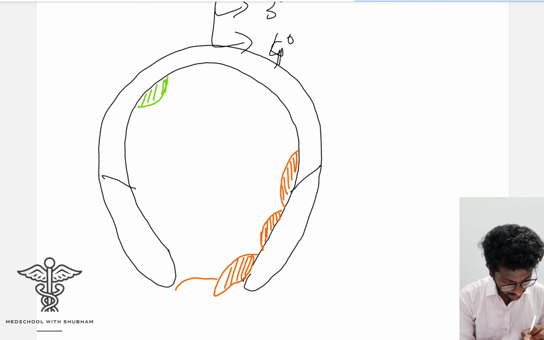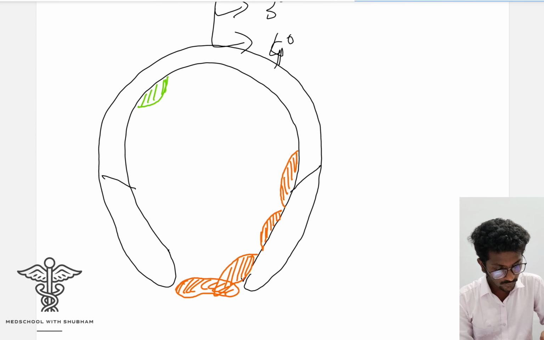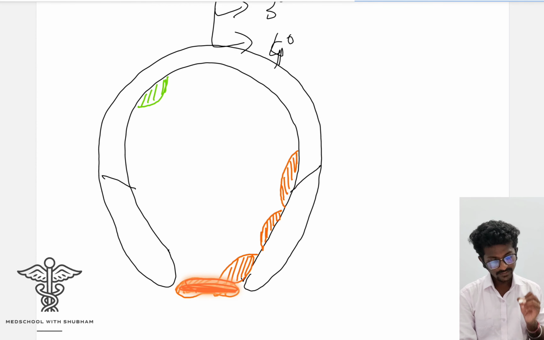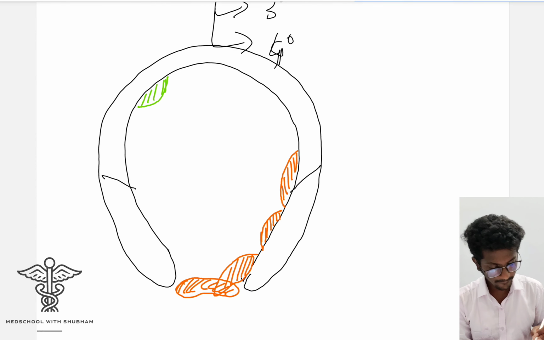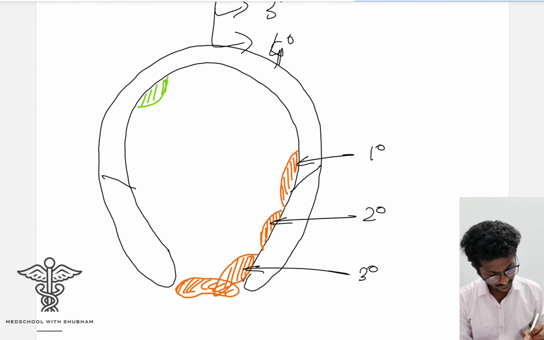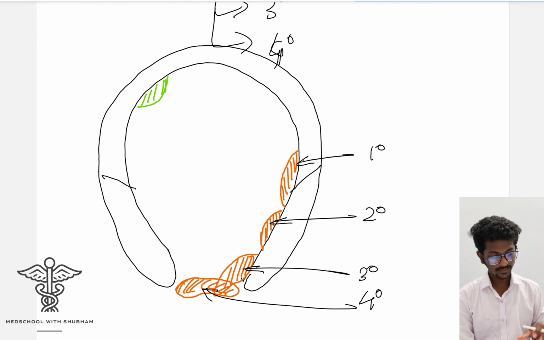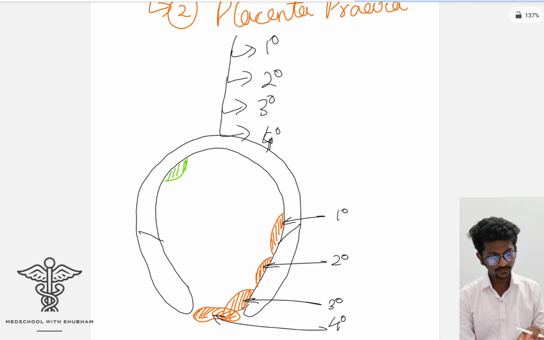And if it is completely formed over the internal os, then it is 4 degree placenta praevia. Let me name. This is 1 degree placenta praevia, 2 degree placenta praevia, 3 degree placenta praevia, and the 4 degree placenta praevia. I hope this is very clear.